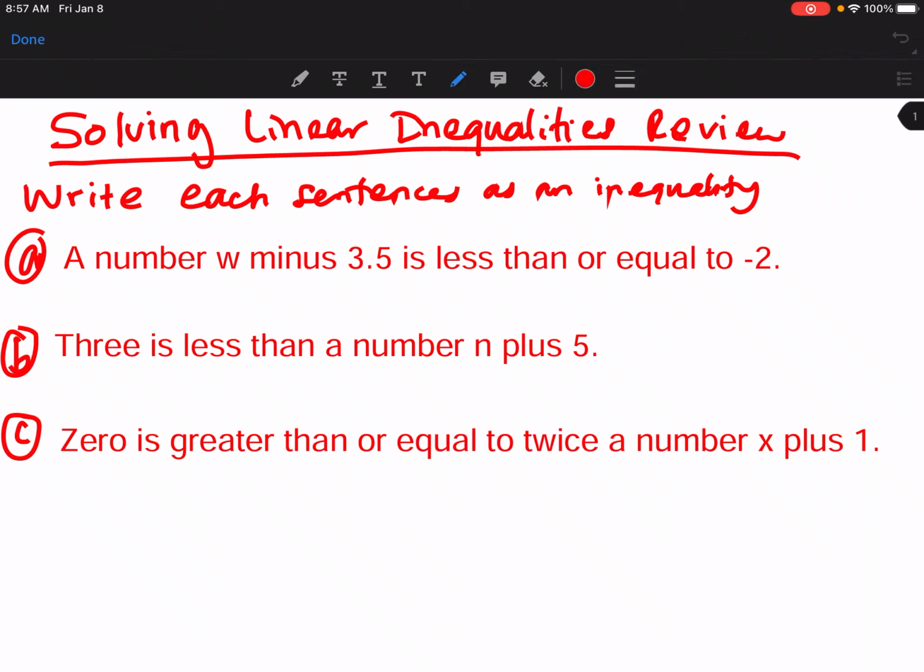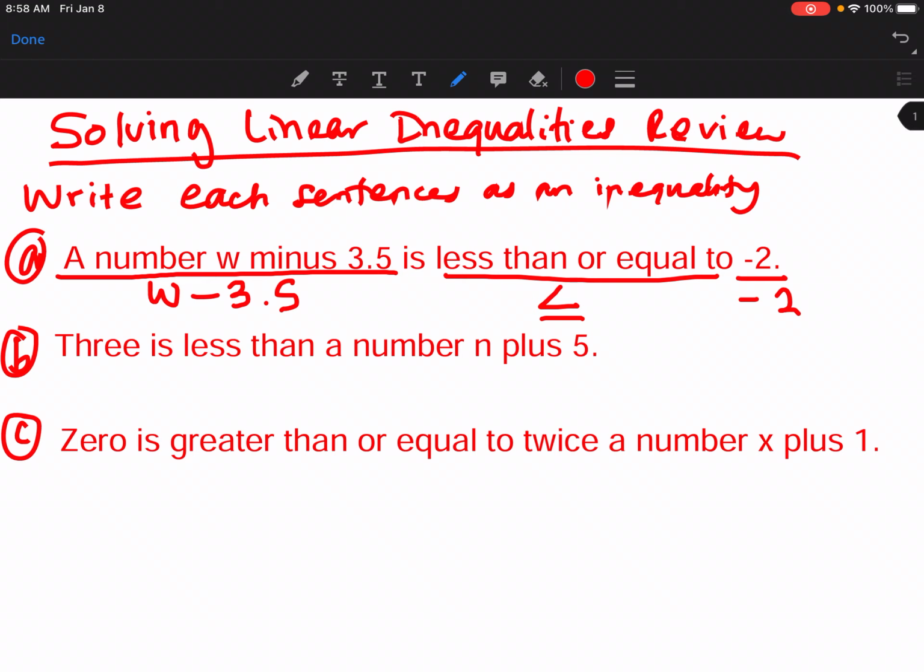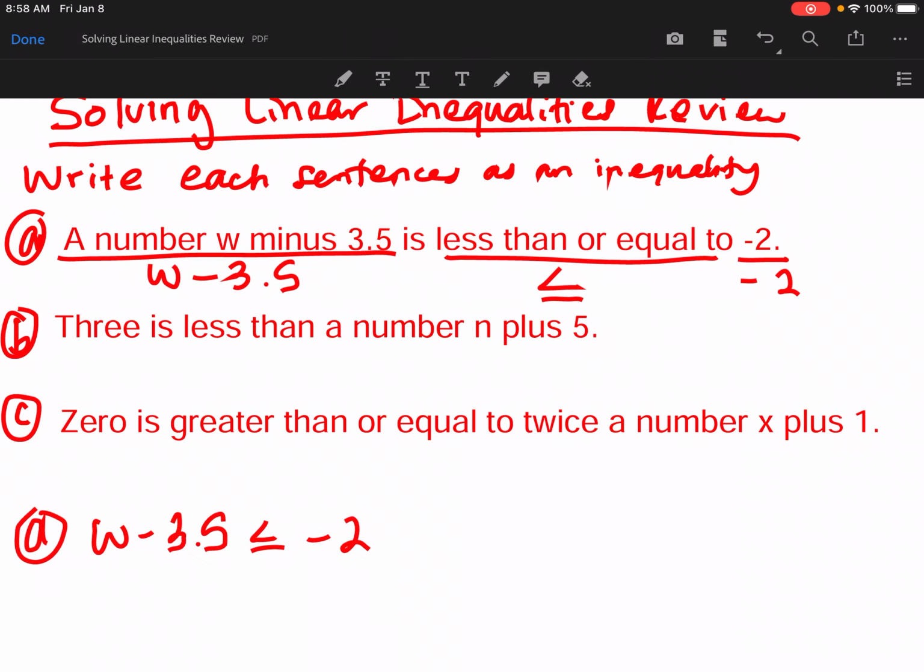Looking at the first part, it said a number w minus 3.5 is less than or equal to negative 2. So here is a number w minus 3.5, and then I'm going to write is less than or equal to negative 2. My first answer will be w minus 3.5 is less than or equal to negative 2. You can put this in parentheses if you want to, but you don't have to.